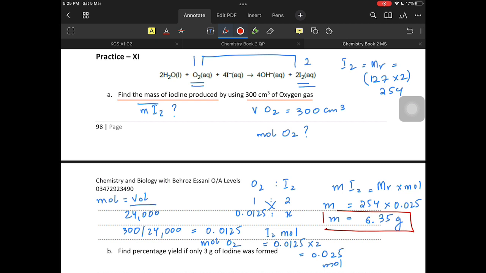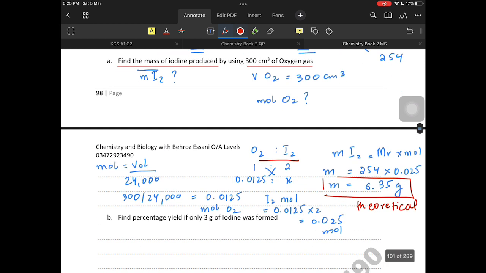This is the theoretical yield. We calculated it using our entire methodology. We used a three-step process. So this is the theoretical yield. But the question part B says, find the percentage yield if only 3 gram iodine was produced. So the actual amount of iodine that you get is 3 grams only.